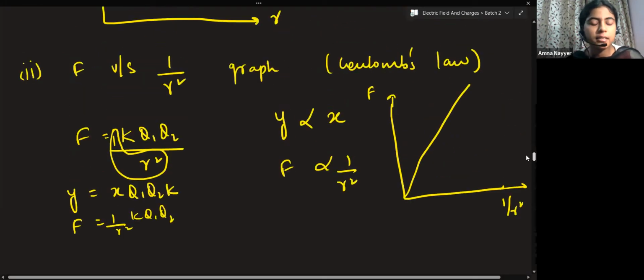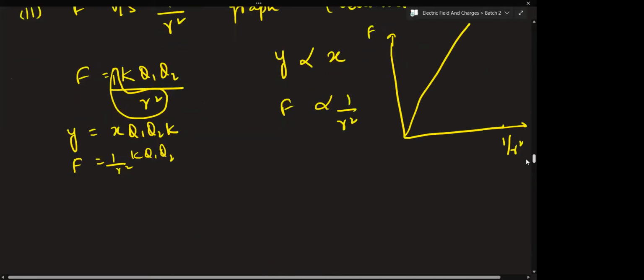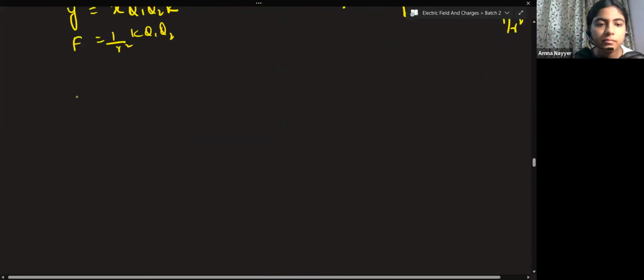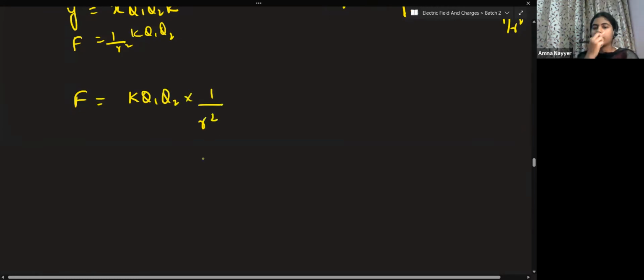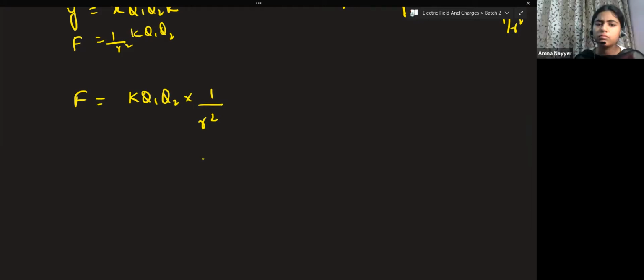First part is clear? This one? Yes. Let me repeat it for the second part. See, force is K Q1 Q2 multiplied by 1 by R square. Are you satisfied with this, what I have written, Fatima? Yes. Okay. So as I've told you, whenever you are getting confused, know how to plot the graphs.